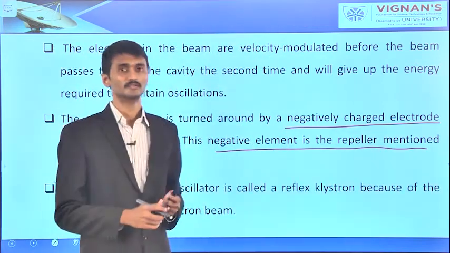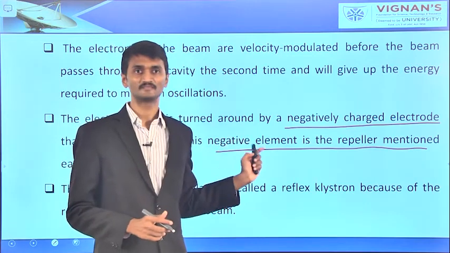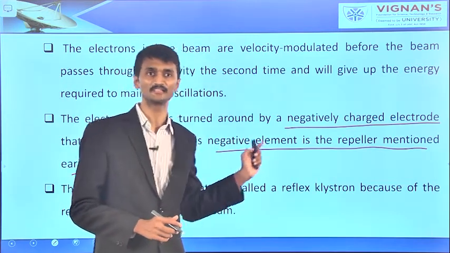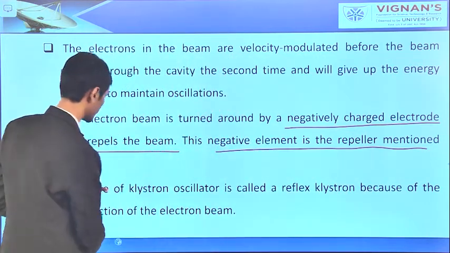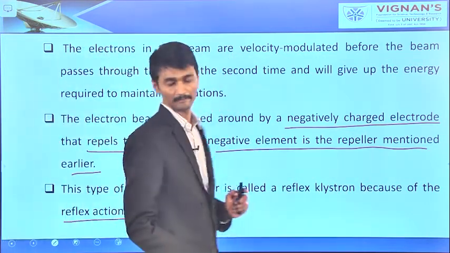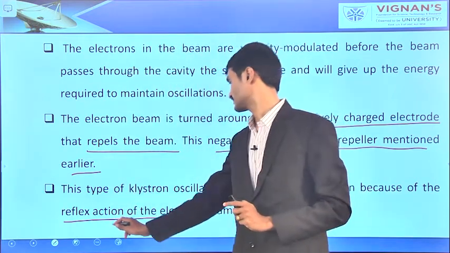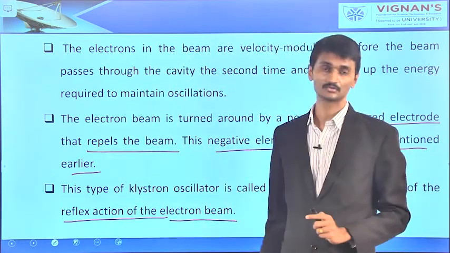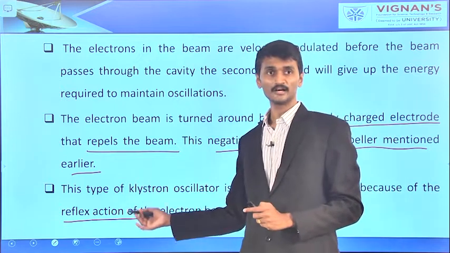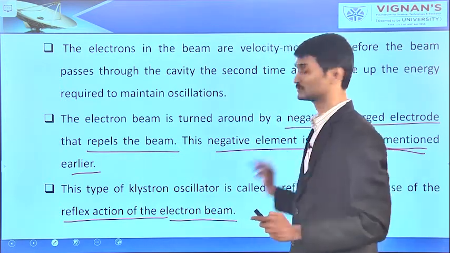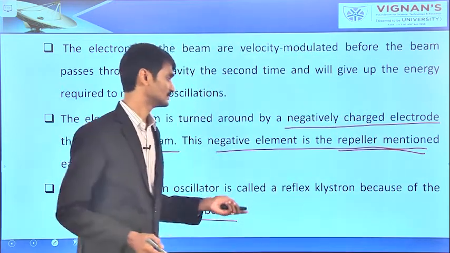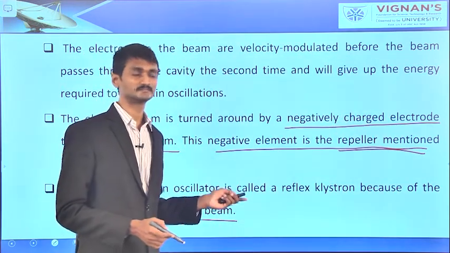This type of klystron oscillator is called a reflex klystron because of the reflex action of the electron beam. The reflection of the electron beam takes place because of the repeller. That is why it is called the reflex klystron.